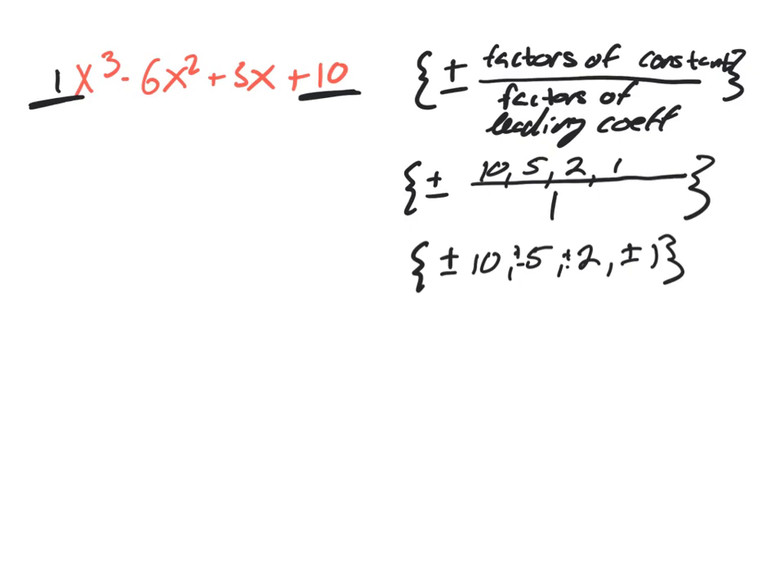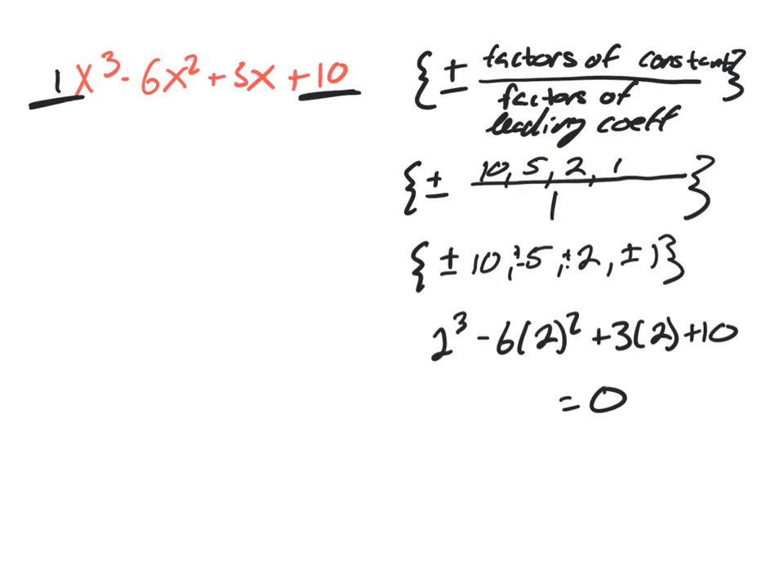So basically, you just test them, right? Plug them in. Do you get 0? If you do, you're good to go. So I'm going to test the one that works. So let's test 2. So if we take 2 cubed minus 6 times 2 squared plus 3 times 2 plus 10.